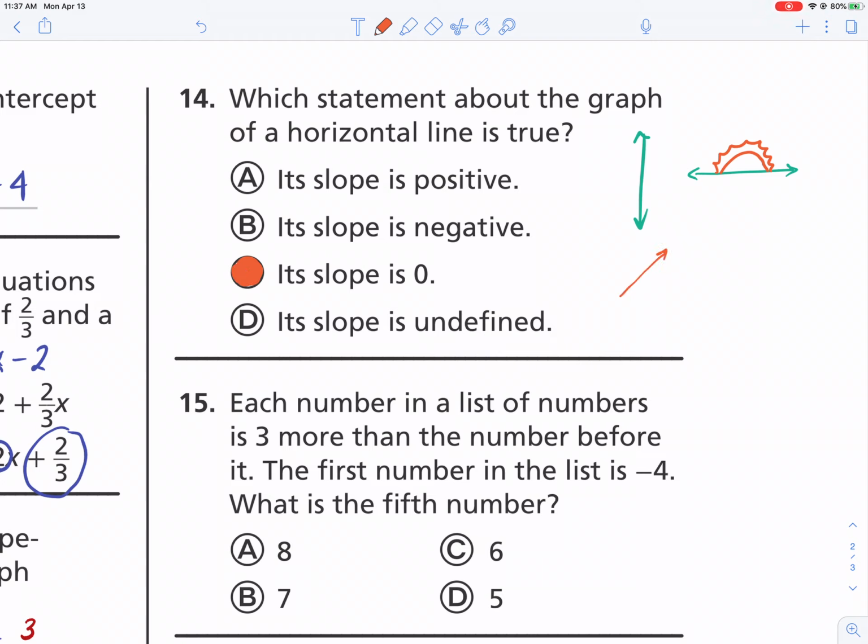Positive slope is if we're going up, negative slope is if we are going down, and then our undefined slope is when we have our vertical line.